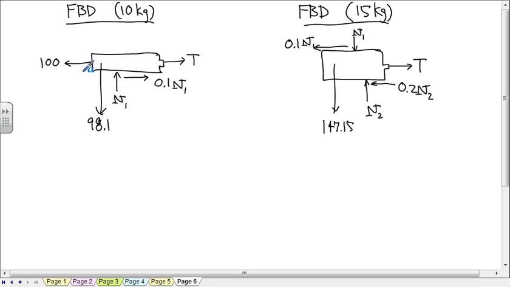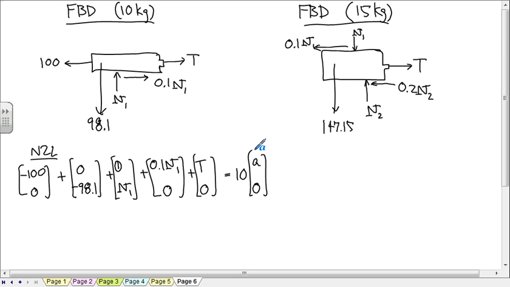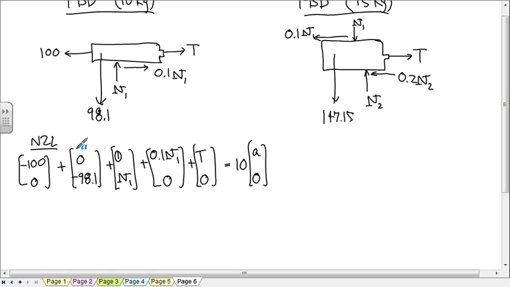All right, so for the 10 kilogram box, Newton's second law says: the x equation is negative 100, 0, plus 0, negative 98.1, plus 0, N1, plus 0.1 N1, 0, plus T, 0 is equal to 10 times a, 0. This is for the 10 kilogram.